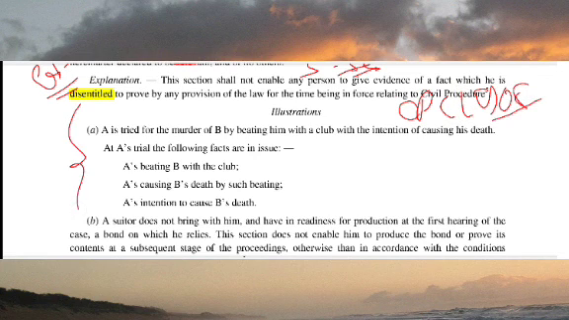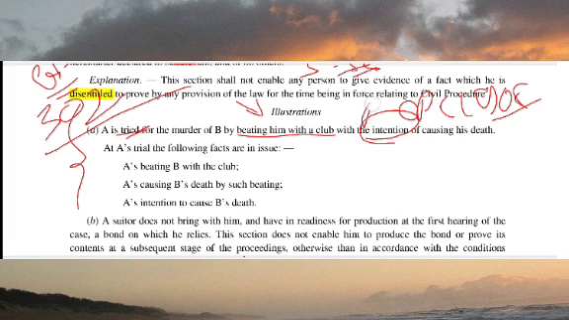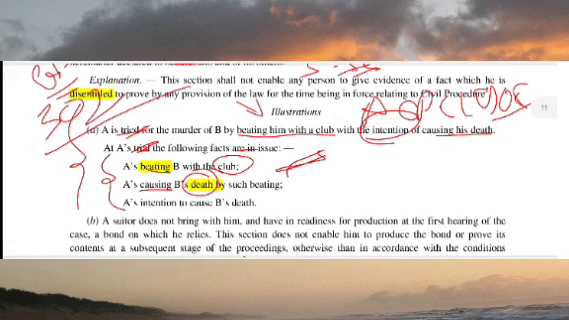Then comes illustration. So this is the case relating to murder, Section 302, and their trial is going on. The murder is by what means? Beating him with a club. And there is intention also, intention of causing his death. So what are the facts that are in issue in the trial? First of all, A is beating B with a club. Second, A causes B's death, cause of death. One is beating, second is cause of death, and the third is intention to cause death. One is the act, another is the consequence or result of the act, and the intention.